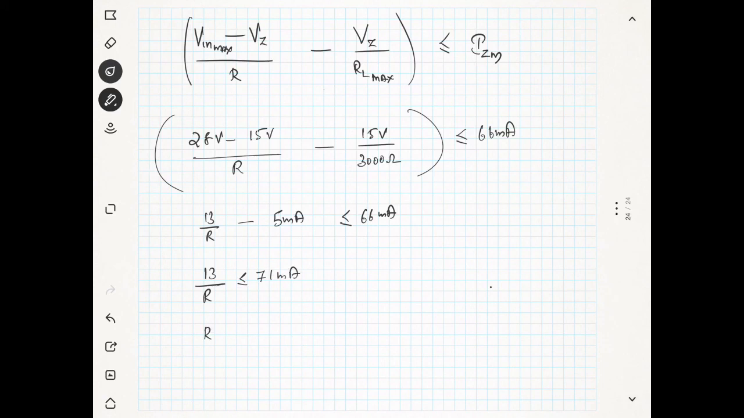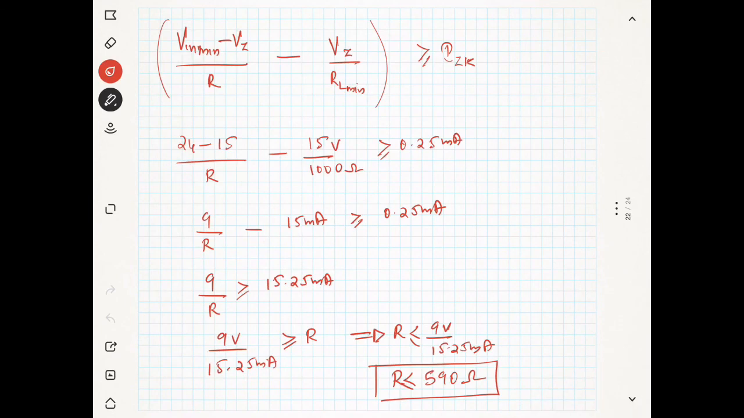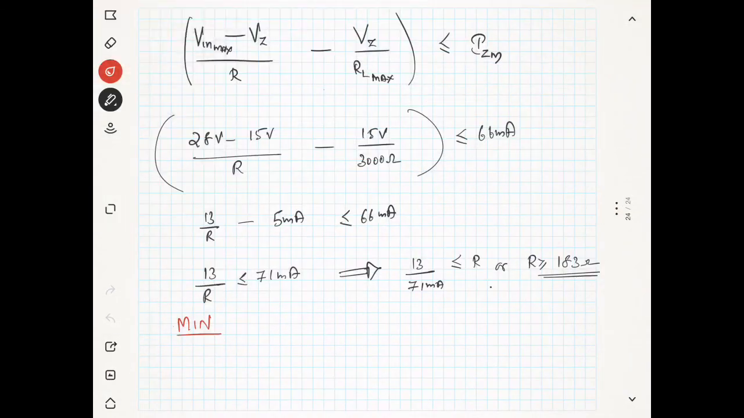That implies 13 over 71 milliampere should be less than or equal to R, or I can say R should be greater than or equal to 13 over 71 milliampere. You will get it as 183 ohms. So I can conclude now, by using the minimum condition, you have got the value of R, as R should be less than or equal to 590 ohms.